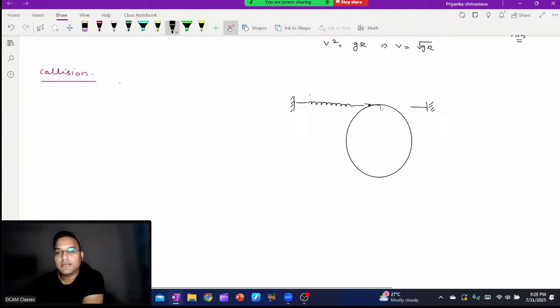This is the part. This is one more spring. Now what is there now? This is at the surface. Now what will happen? It is connected at the top point.